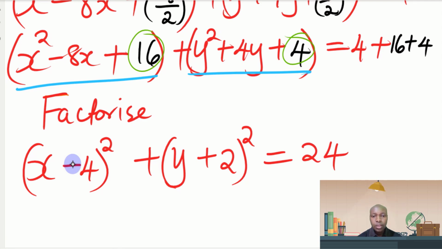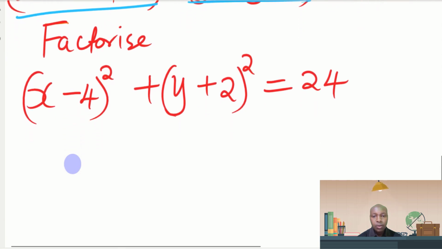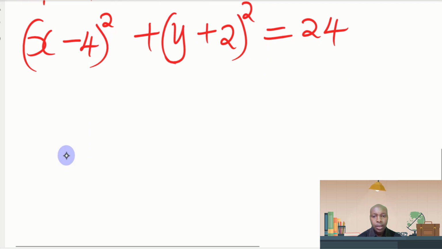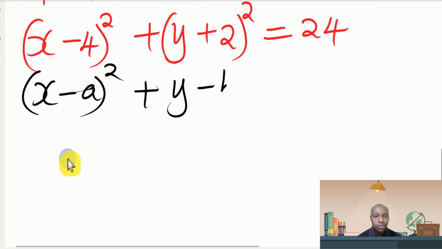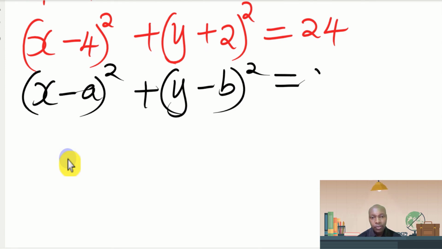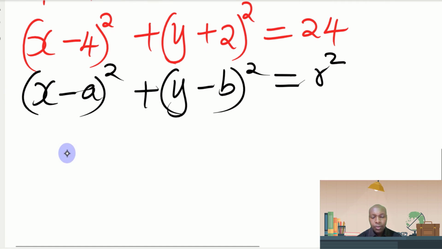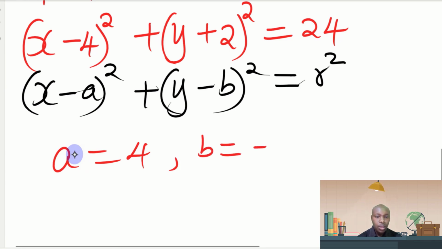Now, when you look at that equation, it is written in the format of the general equation of a circle. It has taken that form. So it will now be easier to compare. Remember, we said the general equation of a circle is x minus a squared plus y minus b squared equals r squared. So we can easily compare the values and get the center and the radius. In this case, a is 4 and b is negative 2, and the radius squared is 24.